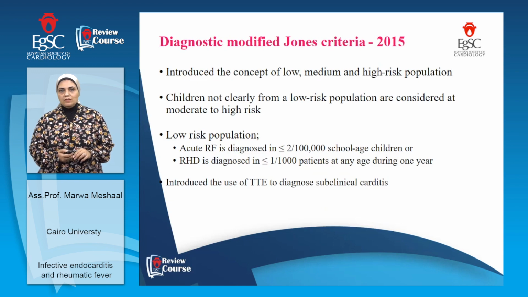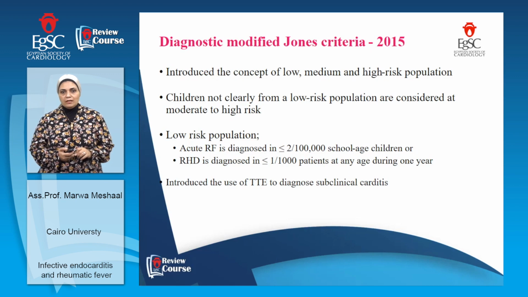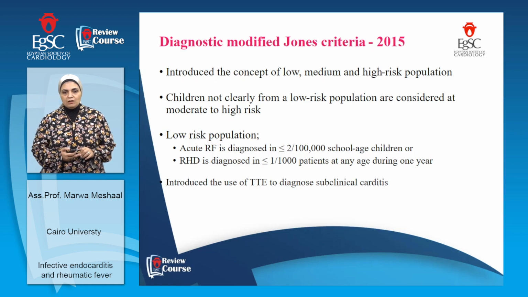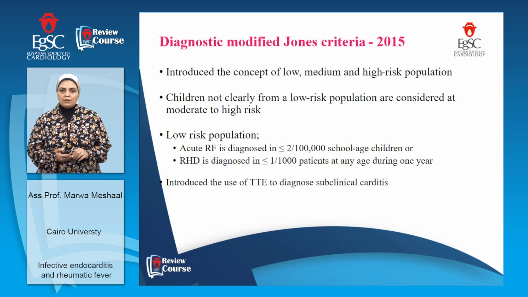Now, according to the recent modification, the new guidelines applied by the AHA have introduced the concept of low, medium, and high-risk population. Children not clearly from a low-risk population are considered moderate to high risk. The low-risk population are those with acute rheumatic fever diagnosed in less than 2 per 100,000 school-aged children per year, or rheumatic heart disease diagnosed in less than 1 per 1,000 patients per year.